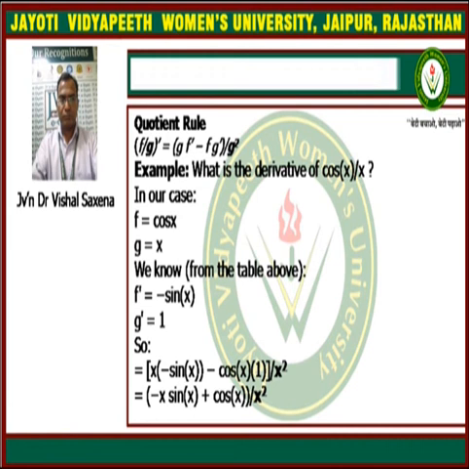So that is the term g f' minus f g' upon g square. First we take g square in the denominator, x square, then we take g, x, into f dash, minus sin x, minus f which is cos x, into g dash which is 1. When we solve this further, we get (minus x sin x minus cos x) upon x square, and this is the answer of this function.